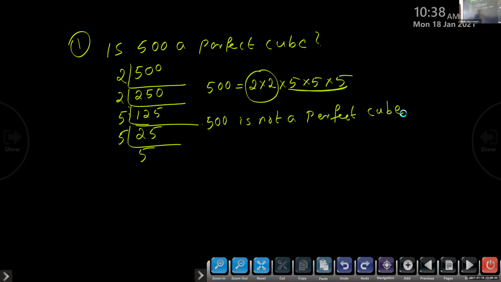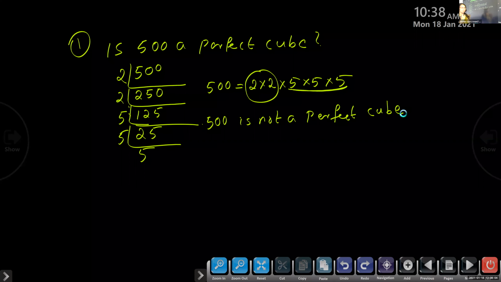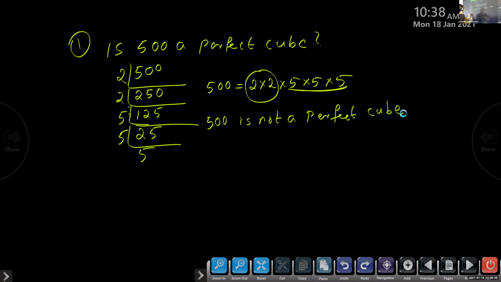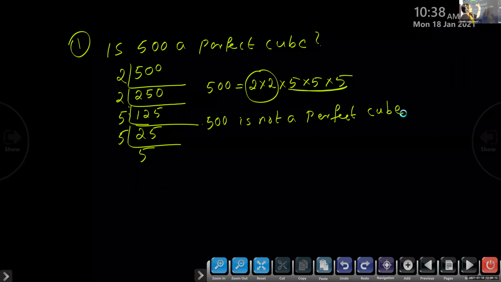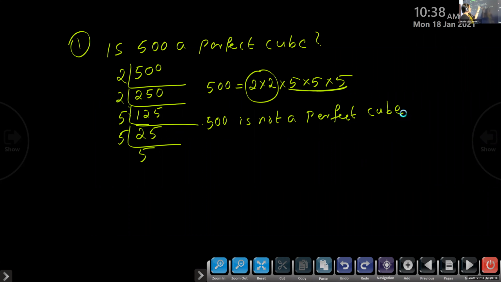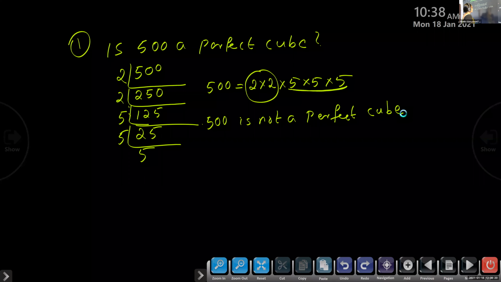So for checking whether it is a perfect cube or not, first of all, we need to prime factorize the given number. And if we can group the prime factors into groups of 3, we can say that it is a perfect cube. Otherwise, it is not a perfect cube. We will check one more example.